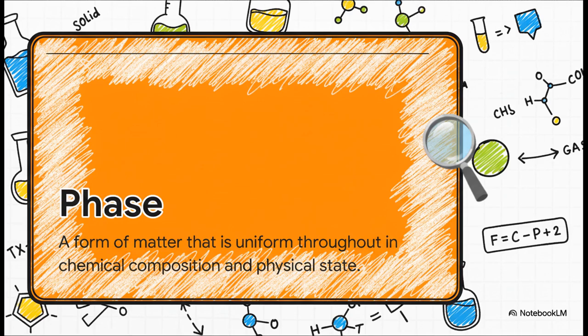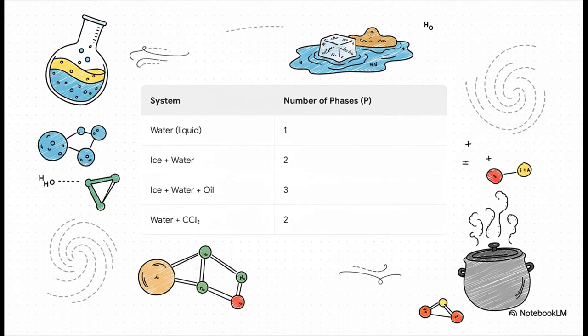You've got a solid phase, the ice, and a liquid phase, the water. They're both H2O, but they're in different physical states. And if you look at this table, you can see the pattern. A glass of just water is one phase. Add ice, now you've got two.